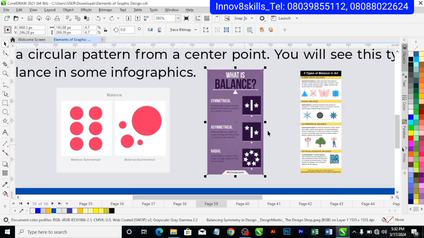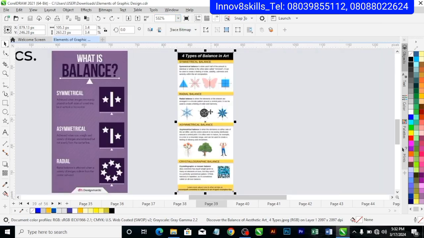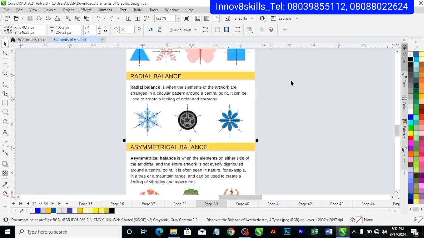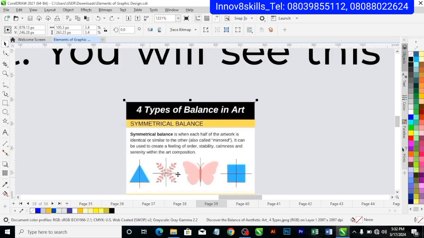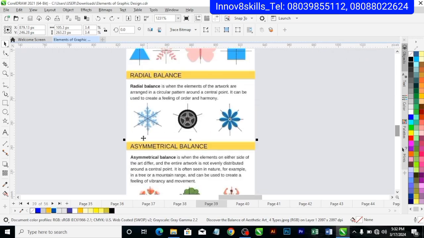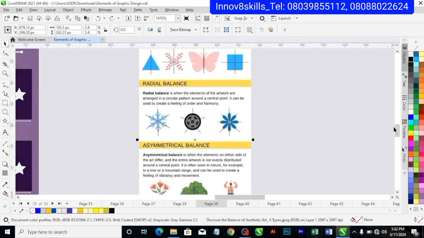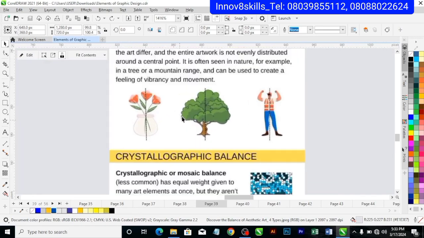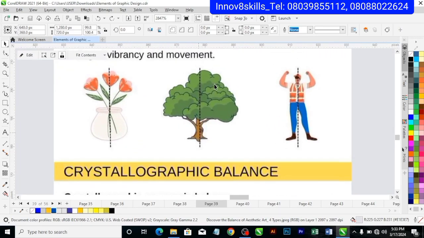Like in some infographics, this is how you see it, okay. You see this is another one. You can see from the center line, this is symmetrical, and this is radial, just like a cycle around a common center. And this one, even though it is not clarified here, you can see that this line is not at the center, but the leaf here is wider than this side, creating a balance, okay.